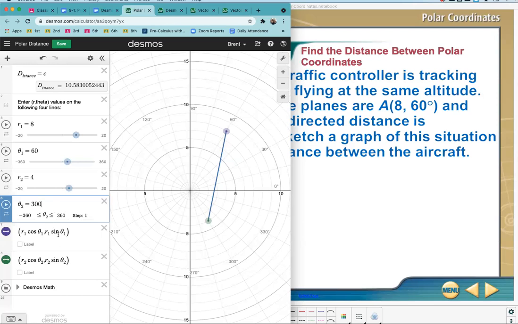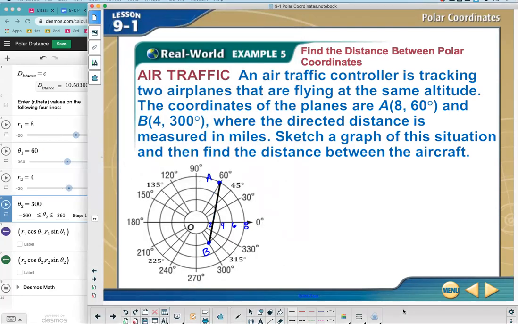And the answer here is, oh, it's up at the top. There it is. Approximately 10.6 miles. The distance would equal 10.6 miles. Now, how did I get 10.6? What would be the math if you try to do this on your own?